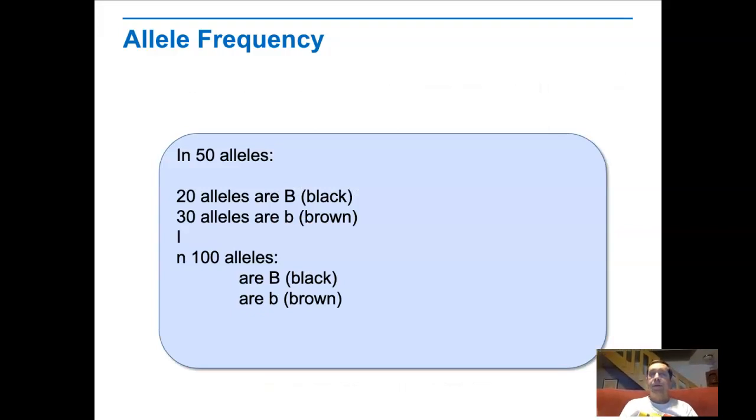So let's say there's 50 alleles in the population in the first generation. 20 are black, big B alleles, and 30 are brown, little b alleles. So we want to figure out how many would be in the next generation if the population size were to double. So in this case, it would be 40 and 60.